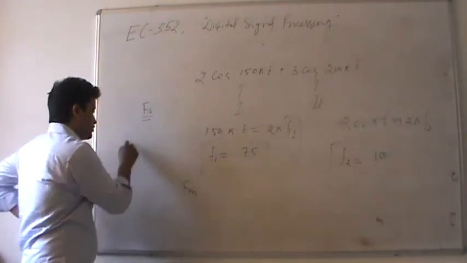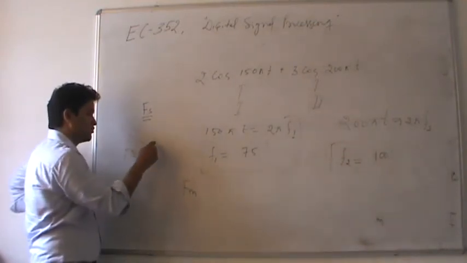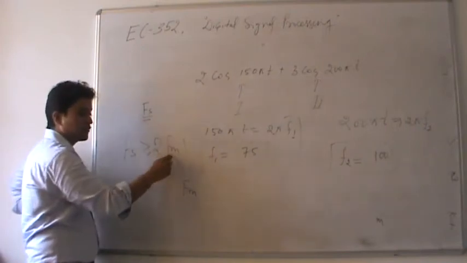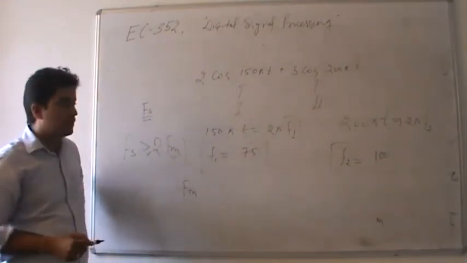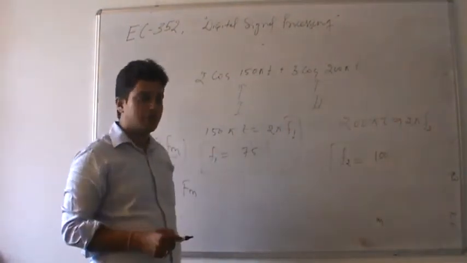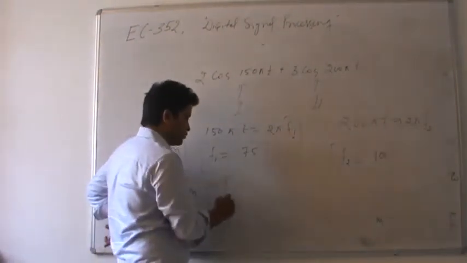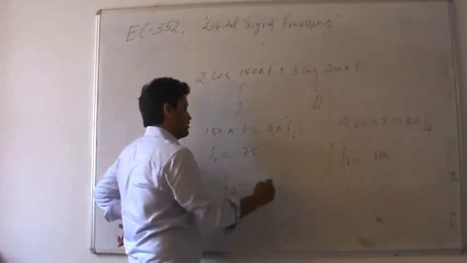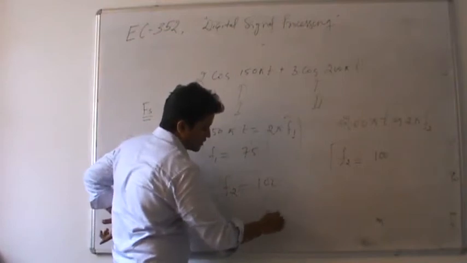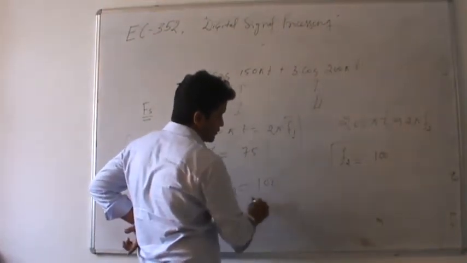As per the definition, for reconstruction, the condition is this one. Fm is the highest frequency component of the band-limited signal. Here the highest frequency component is 100, that is f2. So in this case, fm is equal to f2, which is 100. So you see here, fs is greater than or equal to 100.